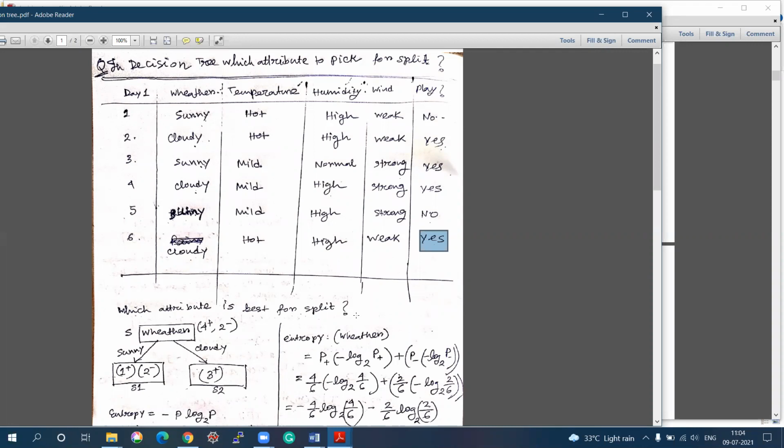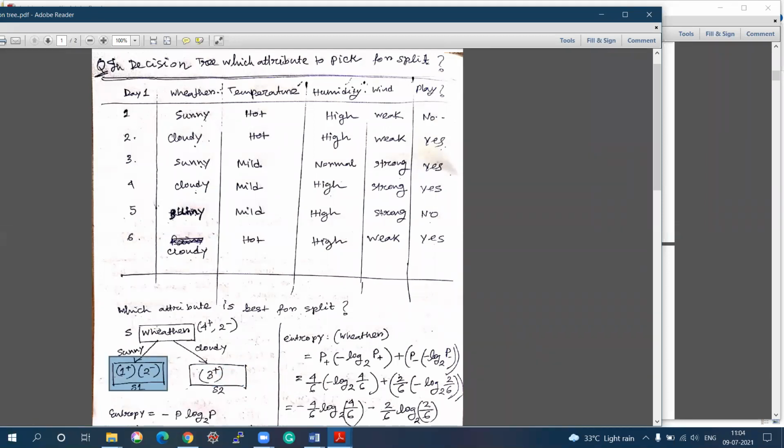So this thing is making a very nice decision that if the weather is cloudy, then without thinking of the second attribute, we can make the decision that the play will occur. Answer is yes. You can see the uncertainty here is very low. There is no uncertainty here. If the weather is cloudy, then the play will occur. This is a certain thing.